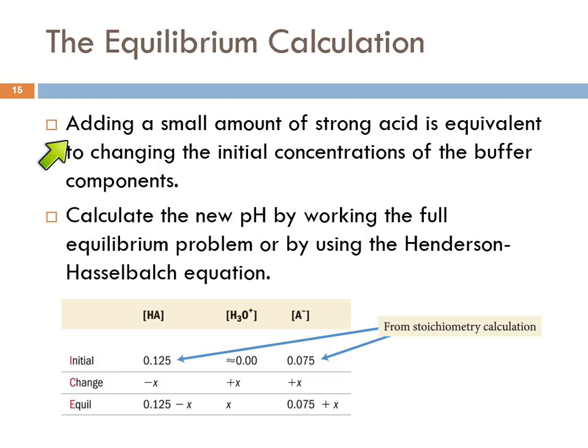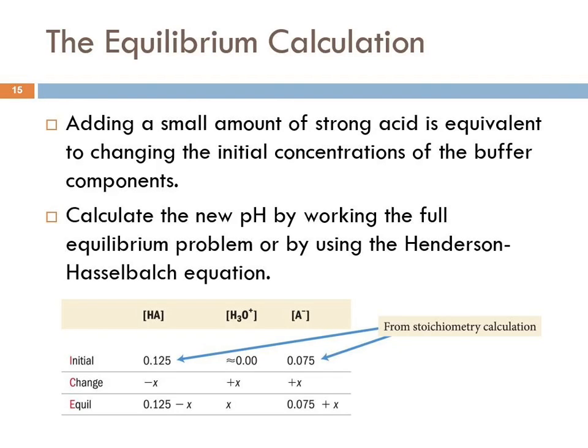So adding a small amount of strong acid is equivalent to changing the initial concentrations of the buffer components. That's how we're viewing this. And so what we're going to do here, now we're going to do an ice table and do a regular old calculation. These initial values now are different than what were in the buffer by itself. We figured these out. This is from that stoichiometry calculation we just looked at. So now we've got 0.125 and 0.075. And now we're going to say minus x plus x and see how it changes.